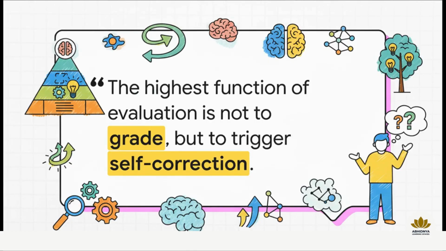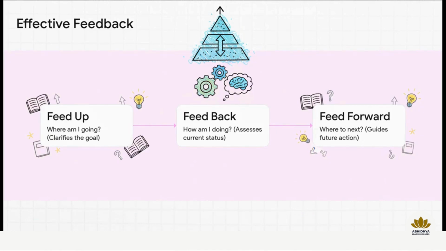Of course, you can't have teaching and learning without evaluation, but we need to totally rethink what evaluation is really for. It's not just about getting a score. Like this quote says, its real purpose, its highest function, is to be a tool that helps us correct ourselves and get better. So how do we give feedback that actually works?